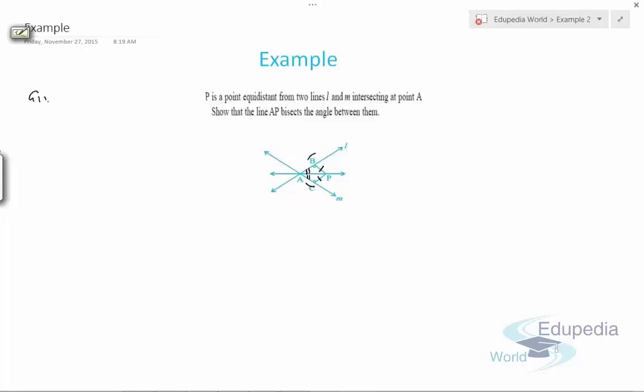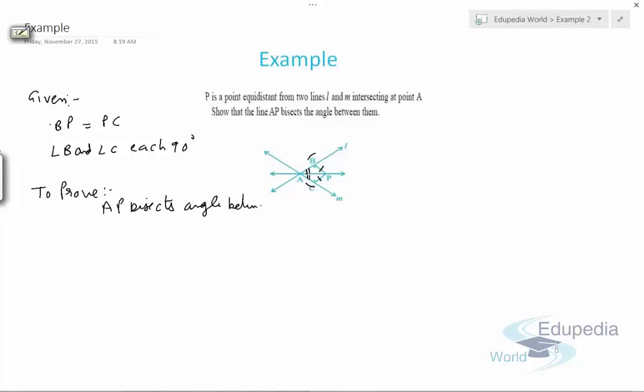First we need to write what is given. BP equals PC, and angle B and angle C are each 90 degrees. These are given. We need to prove that AP bisects the angle between them. Let's see how we can do this.